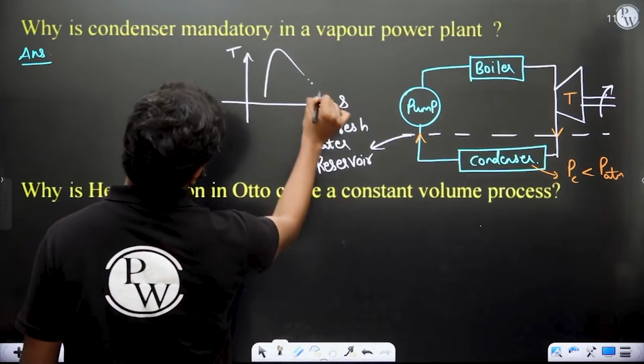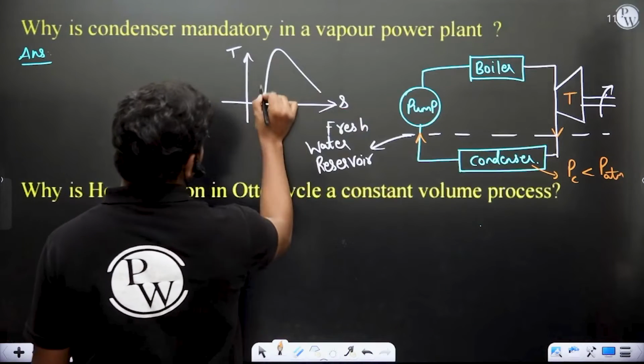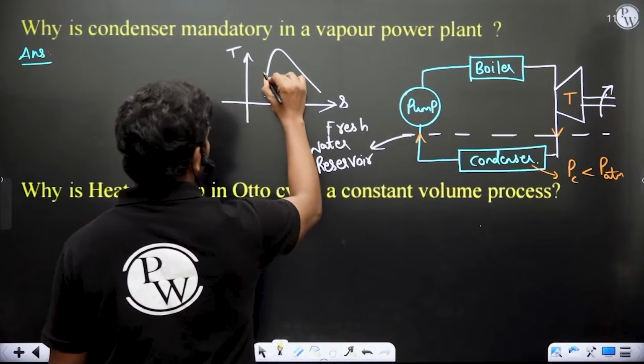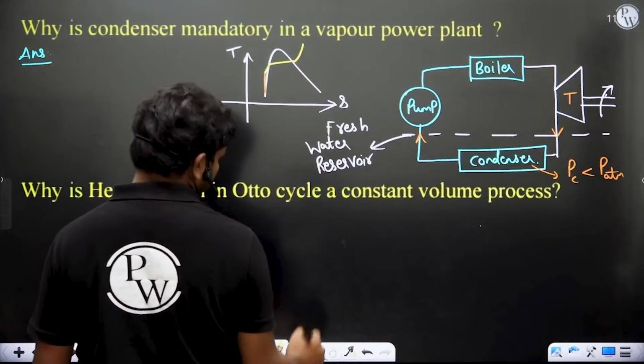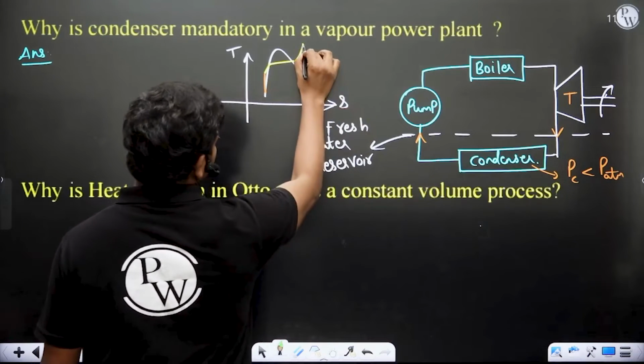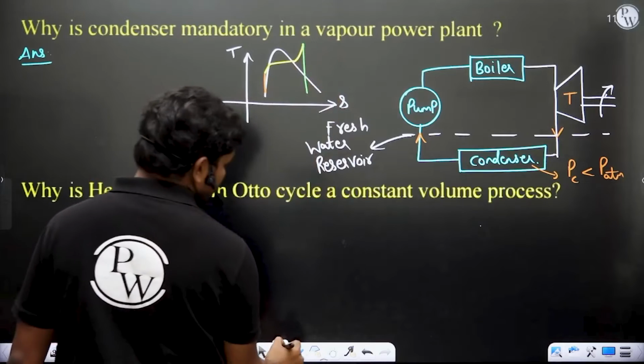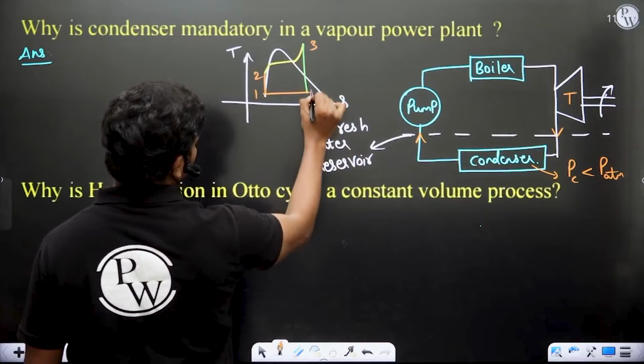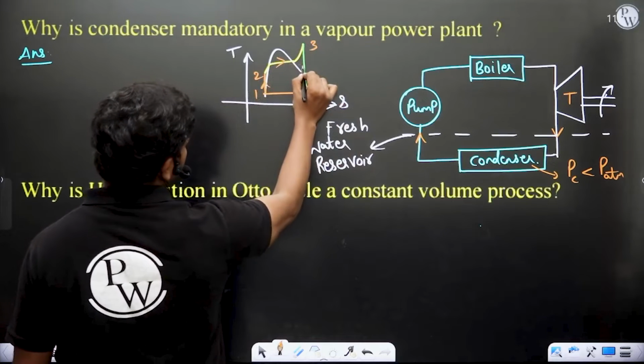TS, if this is the vapor dome. So initially whenever the fluid is in the pump, it's in liquid phase. Then after it gets into the boiler at constant pressure, some heat addition happens. Then in the turbine it expands, and in the condenser there is heat rejection. Okay, so this is a condenser. 1, 2, 3, 4. This is a small Rankine cycle I'm drawing.